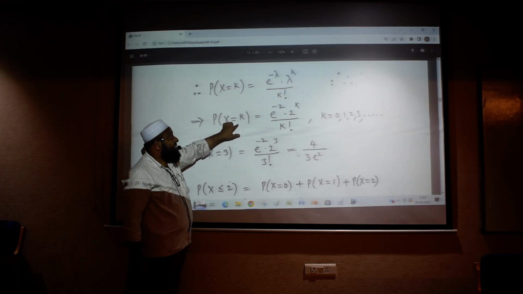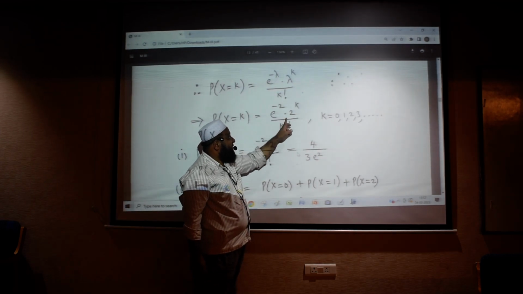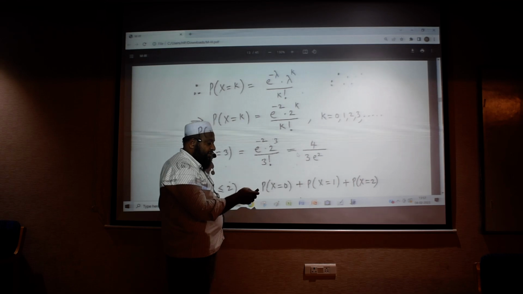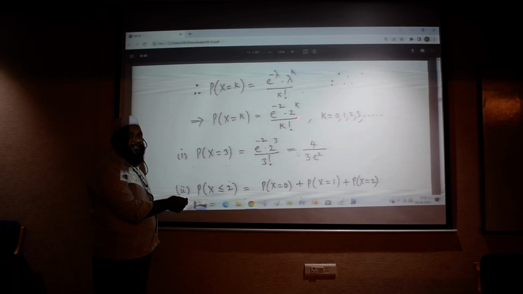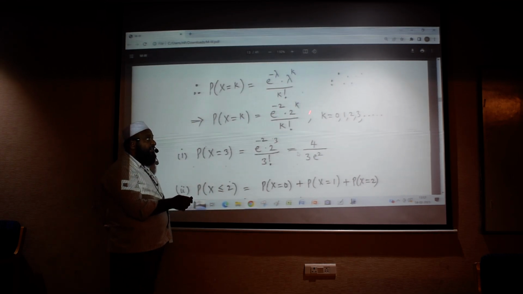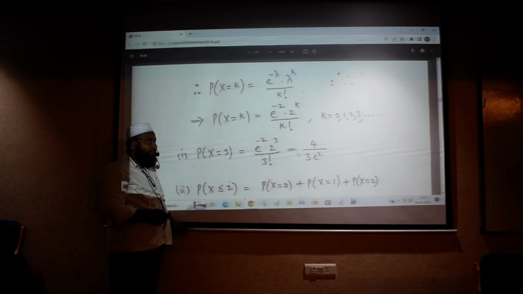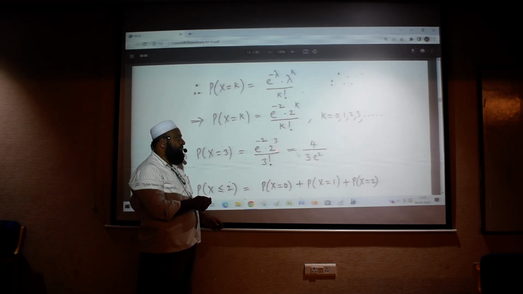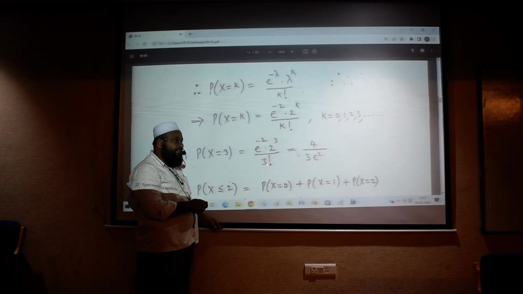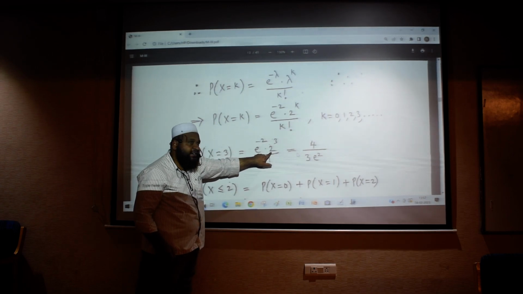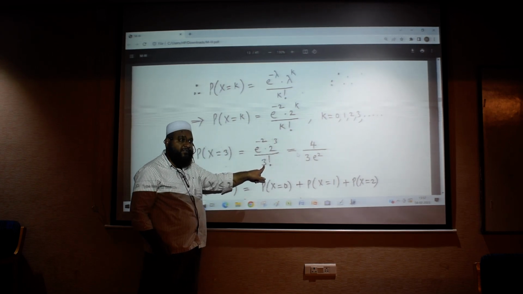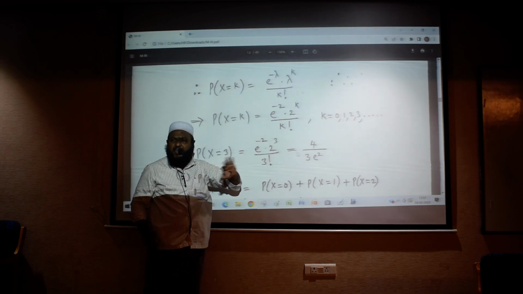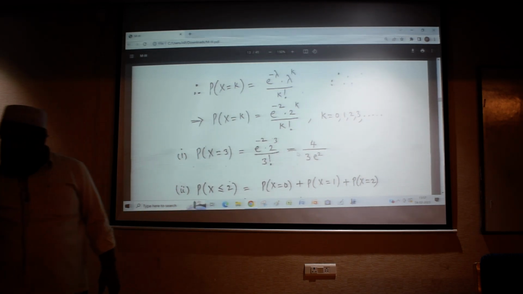For this, I have replaced lambda with the value 2. That 2 has come here. So what is the difference between that step and this step? We have substituted the mean, that is lambda. So what is the probability of x equal to 3? K value is 3. So it becomes e power minus 2, 2 power 3 by 3 factorial. 2 is written here, immediately 2 will come, power is 3, that 3 factorial will come. On simplification it is like this, I am not simplifying. Next.